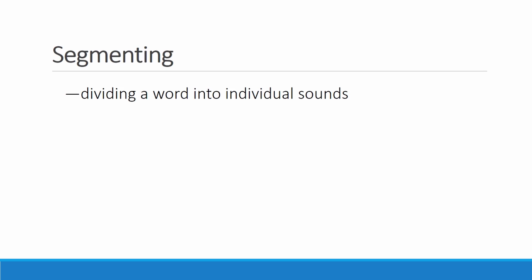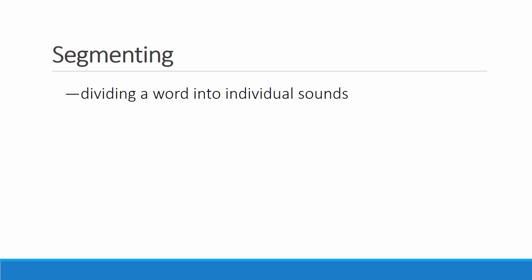Segmenting is the opposite of blending. It is dividing a word into individual sounds. Segmenting is a segue to phonetic spelling or sounding it out. If you have ever seen phonetic spelling, you know how important this concept is and how developed or underdeveloped it is in children by looking at their spelling.